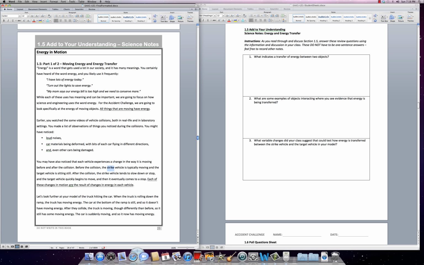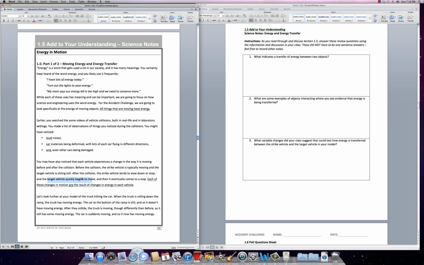So in this case, the strike vehicle, which was the truck in the investigation, and the target vehicle, which is the car in the investigation, the students looked in sample collisions at how they were moving before, during, and after the collision. The strike vehicle, often before the collision, was moving, and then during and after the collision, slowed down or stopped. The target vehicle, which was still or stopped before the collision, during and after the collision began to move and then came to a stop. There was definitely evidence of changes in motion as the students watched the collision and also as they worked with the collision model in their investigation.